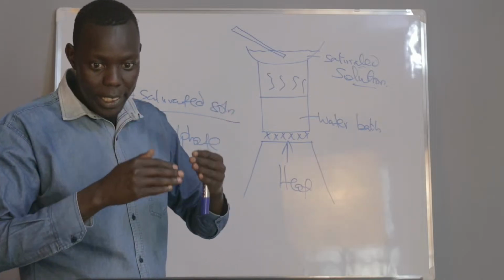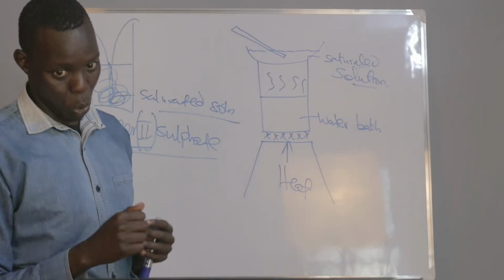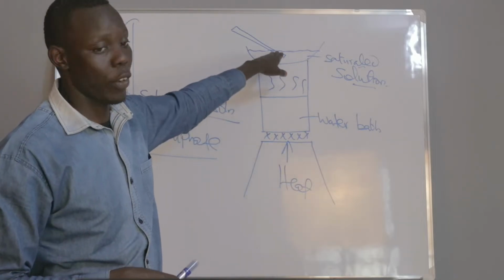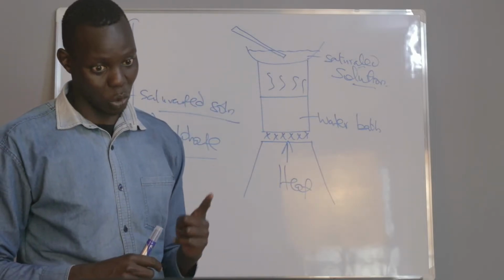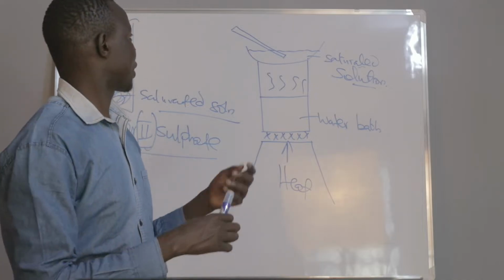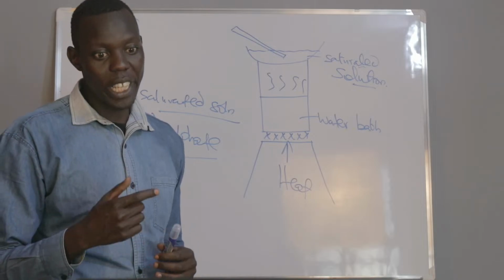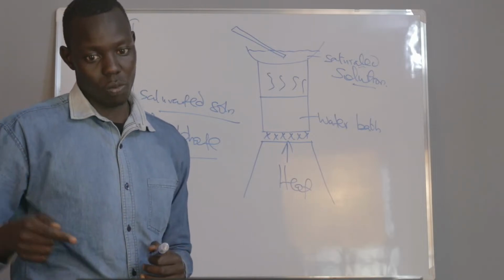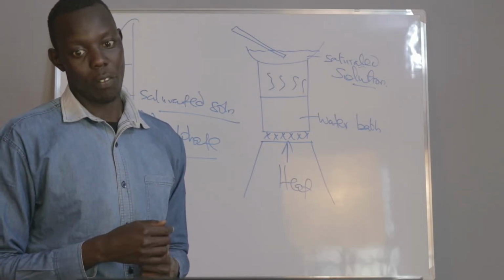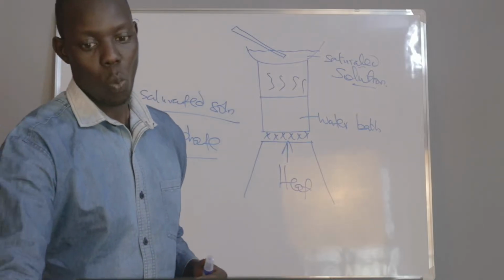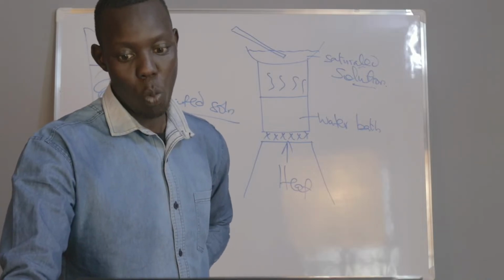We don't heat the solution to dryness because of two reasons. One, so that large crystals can form. Number two, so that crystals containing water of crystallization are formed, so that water of crystallization is not removed.